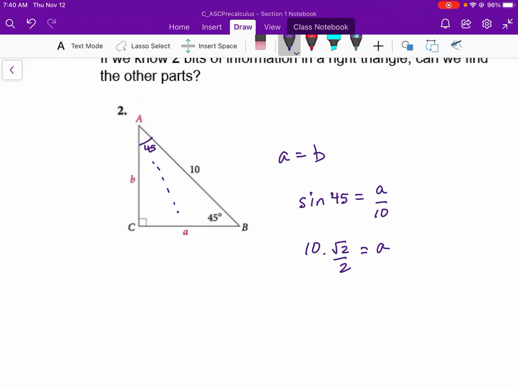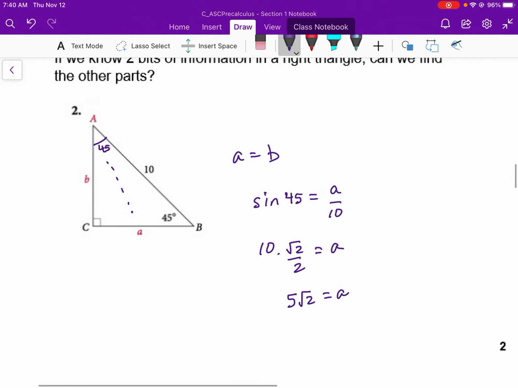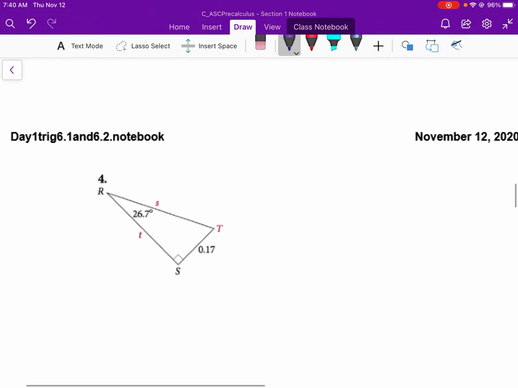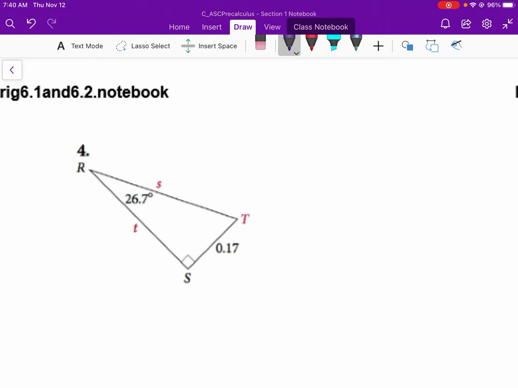Sometimes I have to use exact values. I can't use decimal approximations. So that makes 5 square roots of 2 equal to A. If it doesn't say, I can use my calculator, but lots of times I'm supposed to use exact values. That's why we have those angles. If I have weird angles like this one, then I don't have to worry about it.